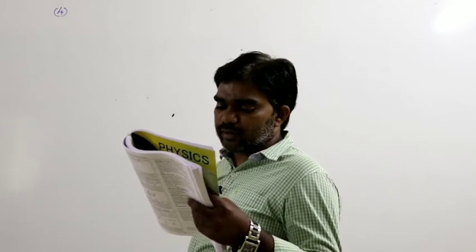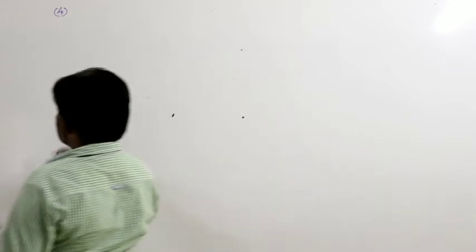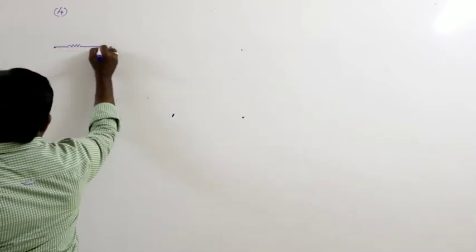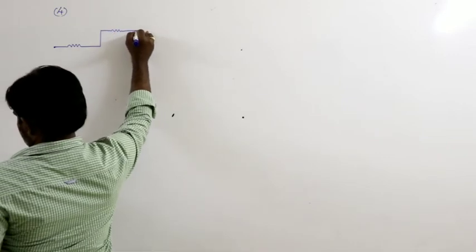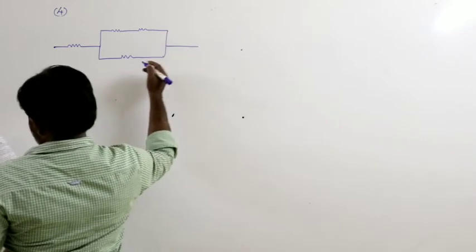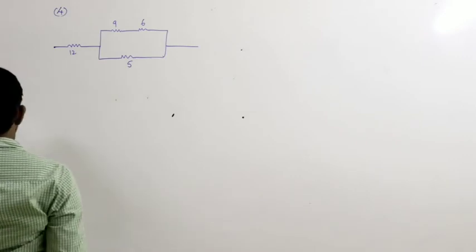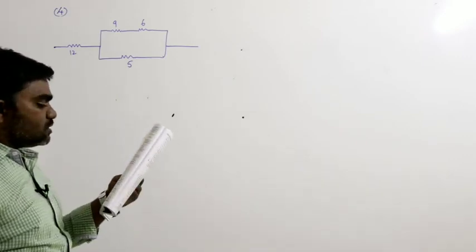Next, fourth question. In the following circuit, a 5 ohms resistor develops 45 joules per second due to the current flowing through it. The power developed across the 12 ohms resistor is. That is the given question. This is 5, 9, 6, 12.